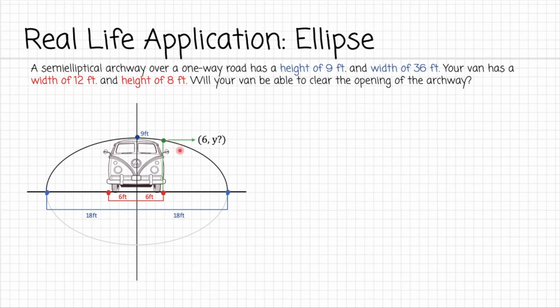As you can see here, we already have our x, which is 6, and now we just need to find our y. And the goal of this is to see if the height of the archway will be more than 8 feet, or more than the height of the van, because if the height would be less than or equal to the van, then the van won't be able to pass through the archway. Okay, now let's figure out our equation.